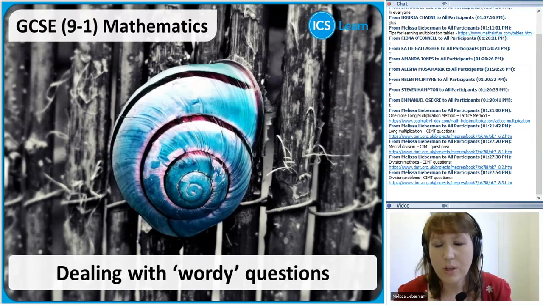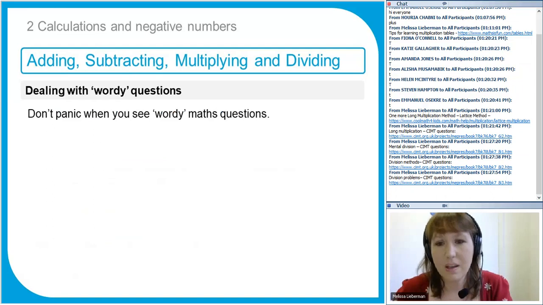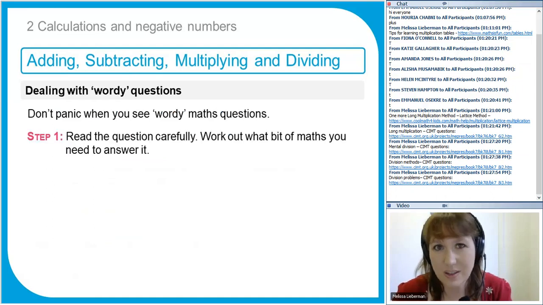Now, when you're dealing with the 4 operations of arithmetic, adding, subtracting, multiplying and dividing, it's unusual in the exam that they'll just give you a sum to do. Usually it will be a word problem and you'll need to decide how to solve it using the arithmetic, so dealing with wordy questions. Don't panic when you see lots of words and information in the question. The skill that you need to learn is breaking the question down into smaller parts and deciding what maths you need to do to work out the answer.